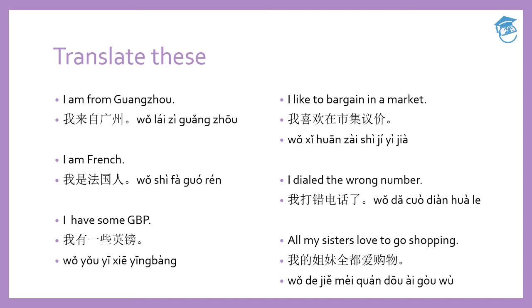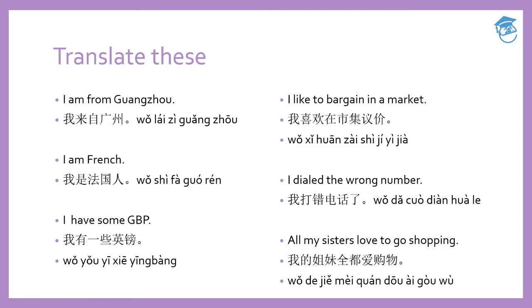Okay, so you can either say 我的姐妹全都爱购物, or 我的姐妹都爱购物. The rest should be fine. It's just adding the all in front of the verb, okay? Because it is considered as an adjective, okay, to the verbs, okay? Instead of saying all my sisters in English.